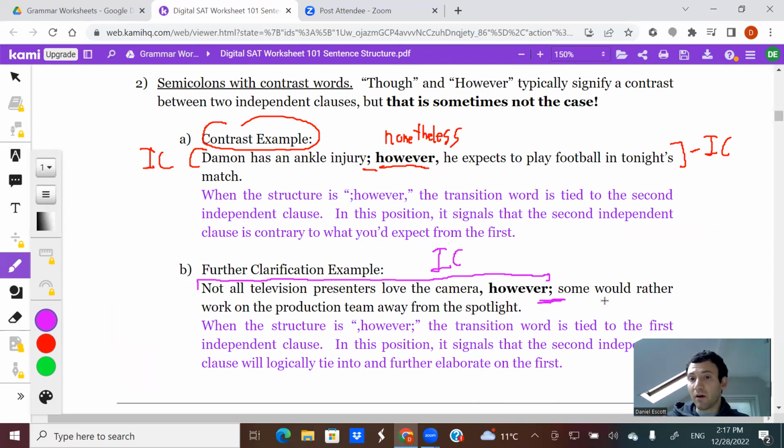So the second thing was not a contrast with the first. The first thing I said, presenters don't all love the camera. All I did was further explain what they would prefer instead. So there's no contrast there. So if your contrast word is grouped with the first independent clause, it's actually a further explanation. So that's something to look out for.